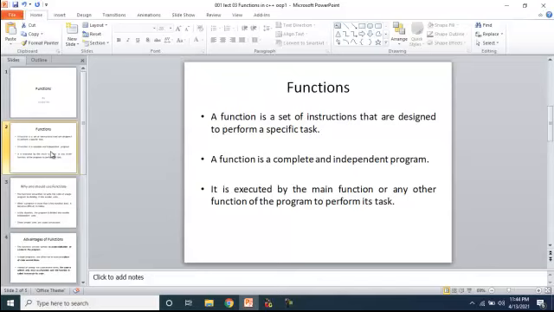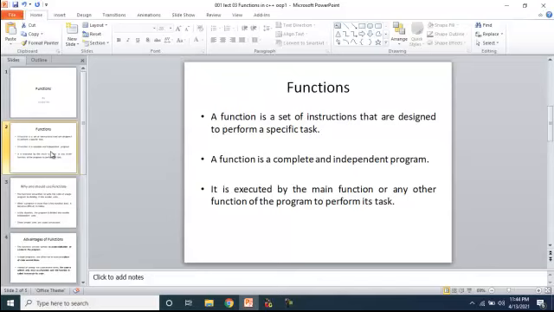When we write code, we group certain lines of code in a block, and we call that a function. So a function is a set of instructions to perform some specific task. For example, if I write a function for addition, that function will only perform the addition task. Or if I write a subtraction function, it will only perform the subtraction task.